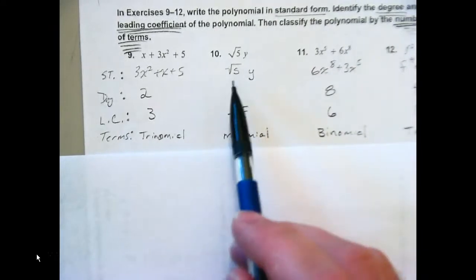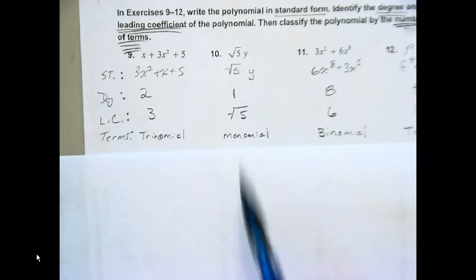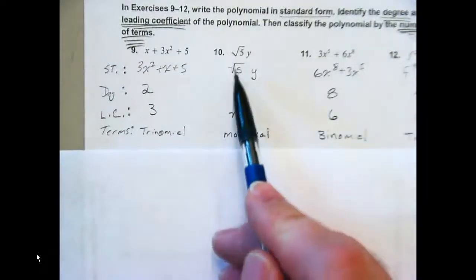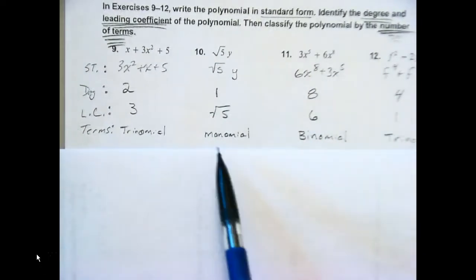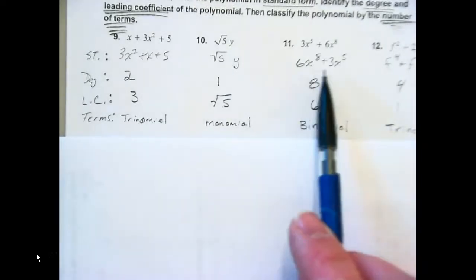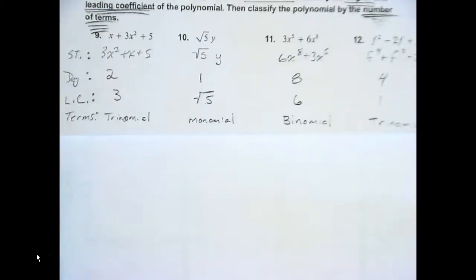Number 10. Root 5y. It's a first degree. Leading coefficient is root 5 and monomial. Notice the number root 5, it's still a number. Okay, just drop that variable to get our leading coefficient. Number 11, 6x to the 8th plus 3x to the 5th, 8th degree, leading coefficient 6, and it's binomial.